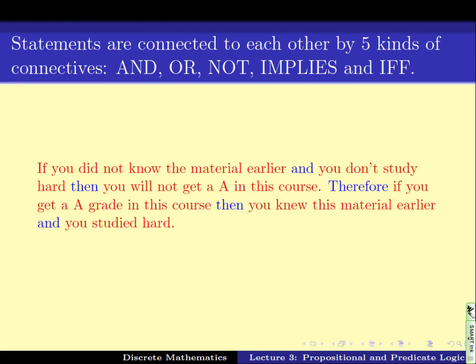Now these statements are connected using connectives like and, or, not, implies, and if and only if. As I told you earlier, not necessarily this exact set of words will be used. One can use synonyms of them. For example, in this case, and, then, therefore have been used. So then and therefore are actually synonyms of implies.